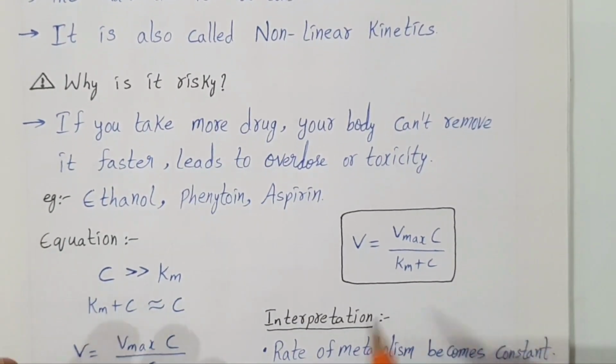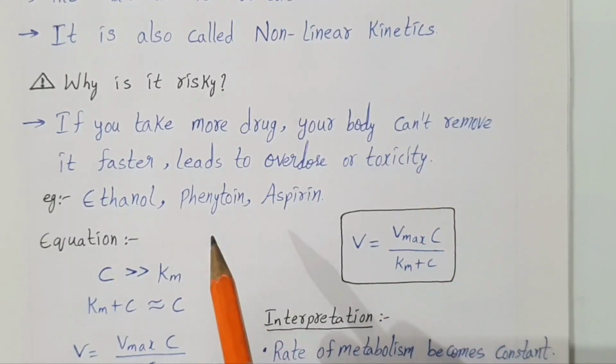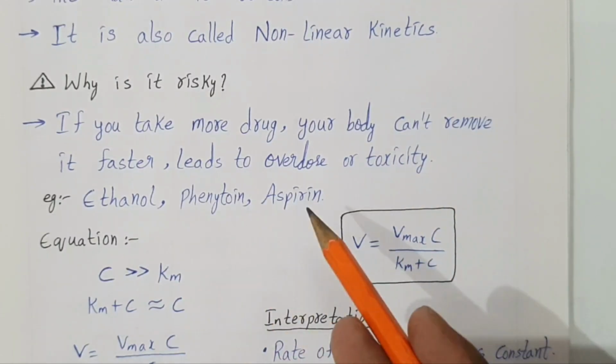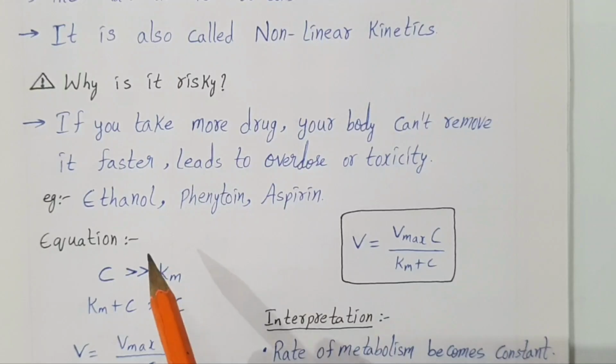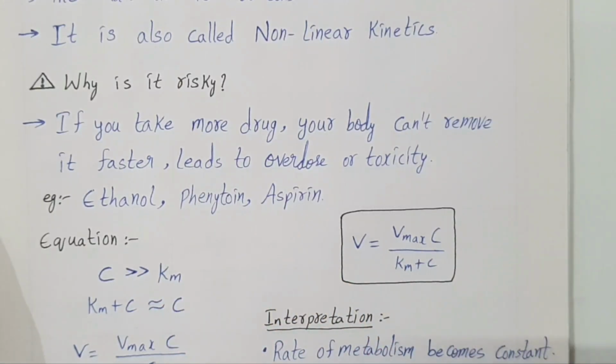Why is it risky? If you take more drug, it is very dangerous and can lead to toxicity. Your body can't remove it faster, which leads to overdose or toxicity. Examples are ethanol, phenytoin, or aspirin at high doses.